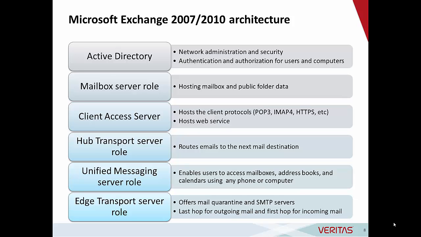Other roles that we have here, the hub transport role is involved in the routing of email. The unified messaging server role allows users to access mailboxes, address books, and calendars using mobile devices. The edge transport server role is designed to be the outermost Exchange layer in a firewall, and so it offers some ability to quarantine mail and SMTP servers from the general internet. So as I say on the slide here, it would be the first hop for incoming mail and the last hop for outgoing mail.